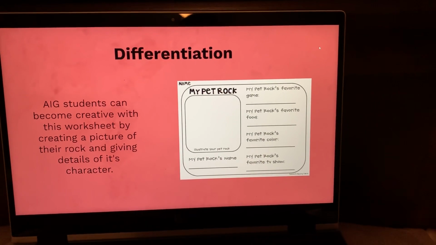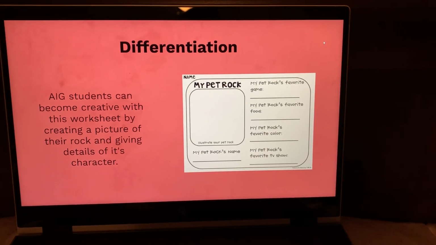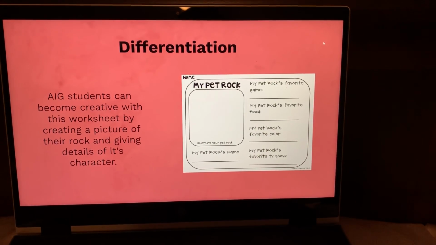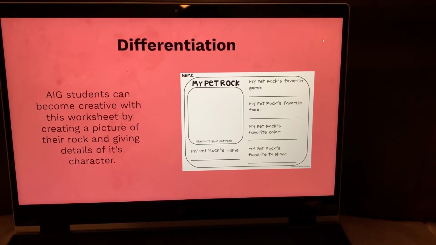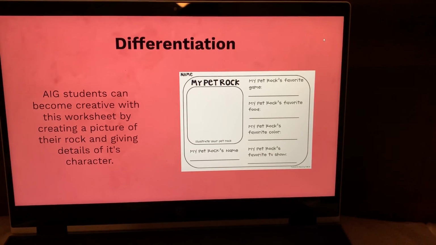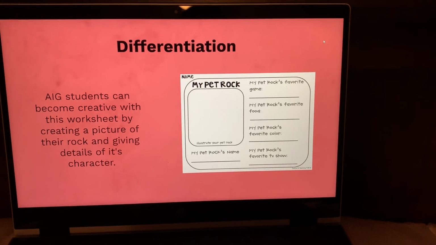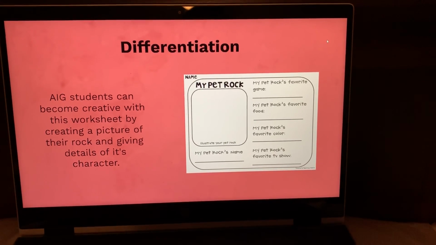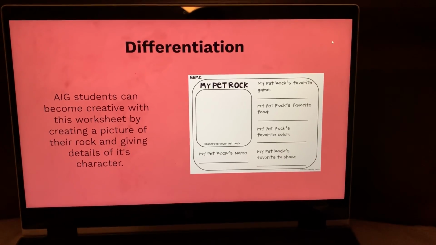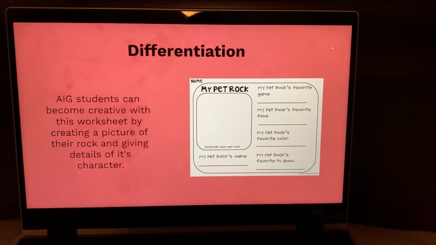The differentiation for this one I chose was the AIG student. To get a little bit more creative so they don't become bored with the lesson is to have them create their own illustration of a pet rock, and they can name it, say what its favorite game is, favorite food. Just get a little creative with it so they won't become bored with the lesson.